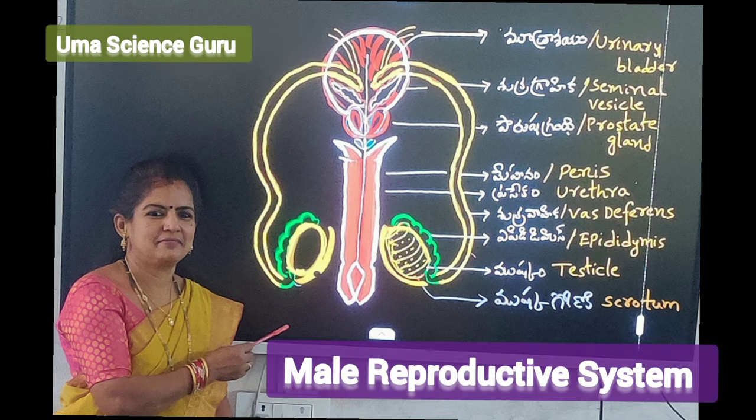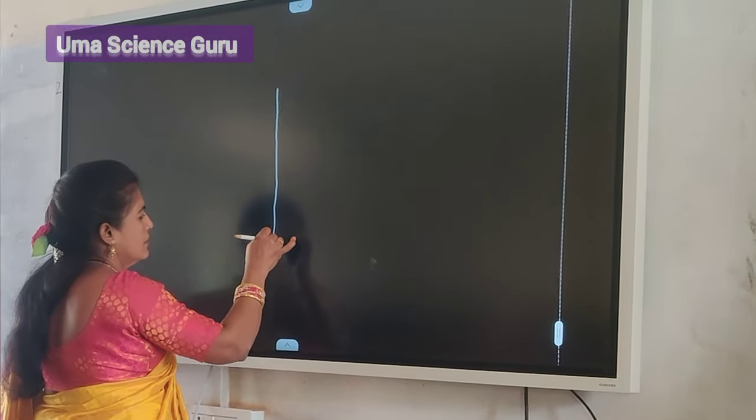In this video, let us draw the male reproductive system very easily with symbols, alphabets, etc. Let us start the diagram.